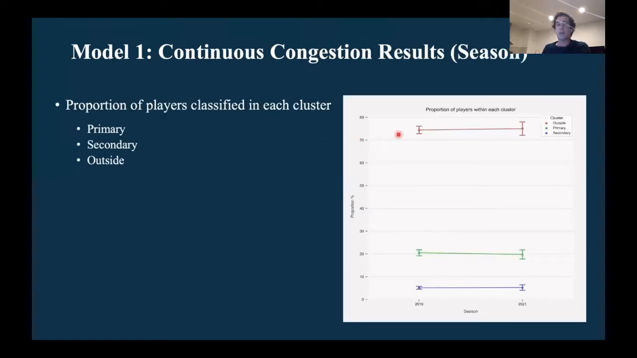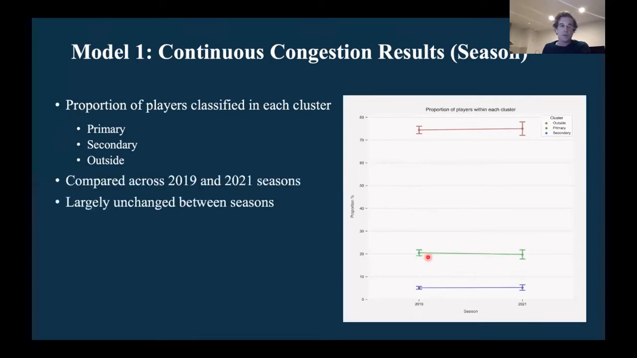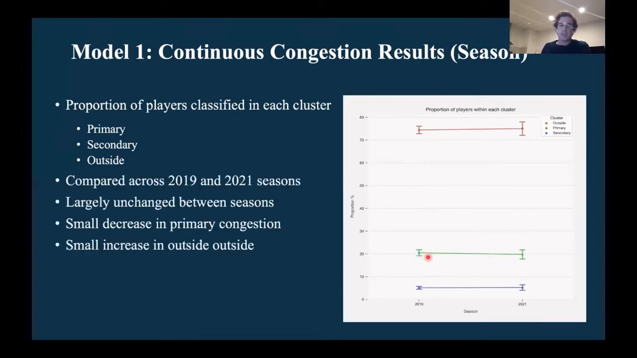So this is the output when we're just looking at the 2 seasons within each cluster. As you can see, there's very limited change between the 2 seasons. If anything, there's maybe a small decrease in primary congestion and a small increase in outside congestion, but once we account for the standard deviation, it's quite small.